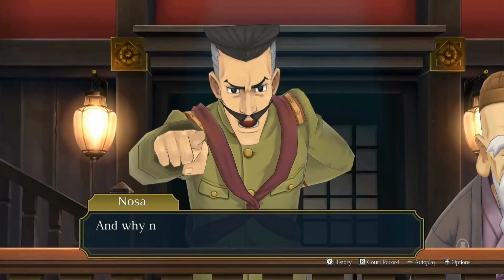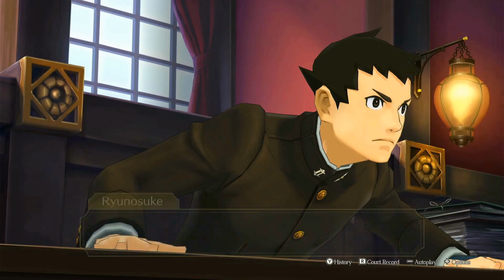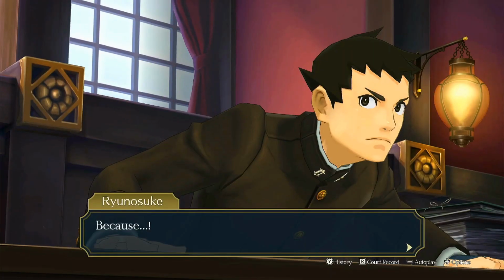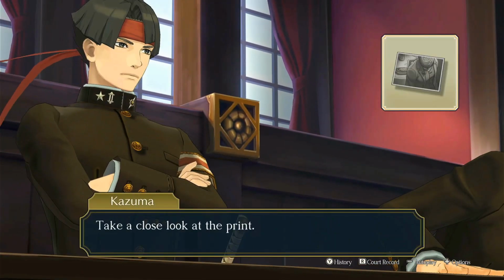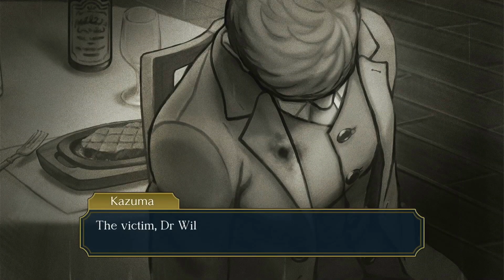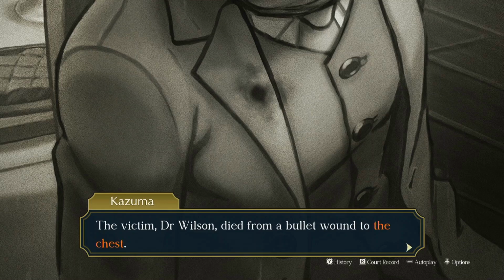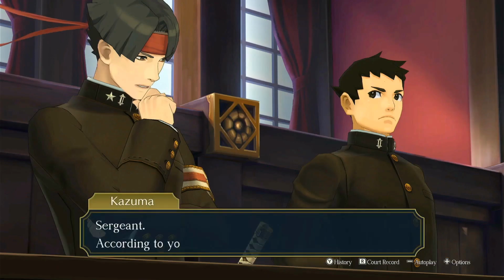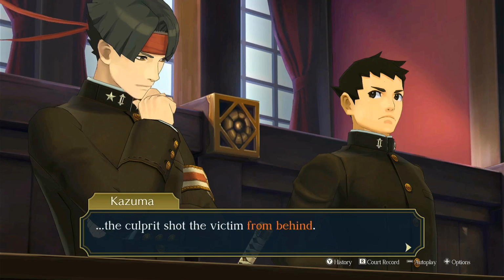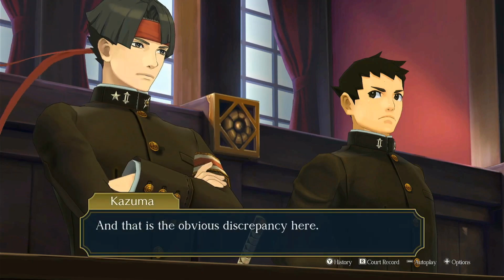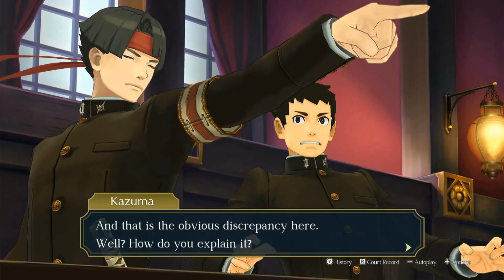But no, that just can't be. And why not, cadet? Because... Take a close look at the print. The victim, Dr. Wilson, died from a bullet wound to the chest. Sergeant, according to your witness statement, the culprit shot the victim from behind. And that is the obvious discrepancy here. Well, how do you explain it?